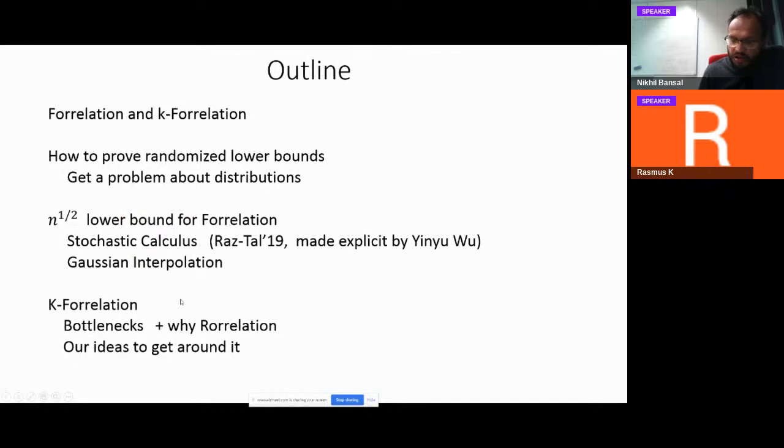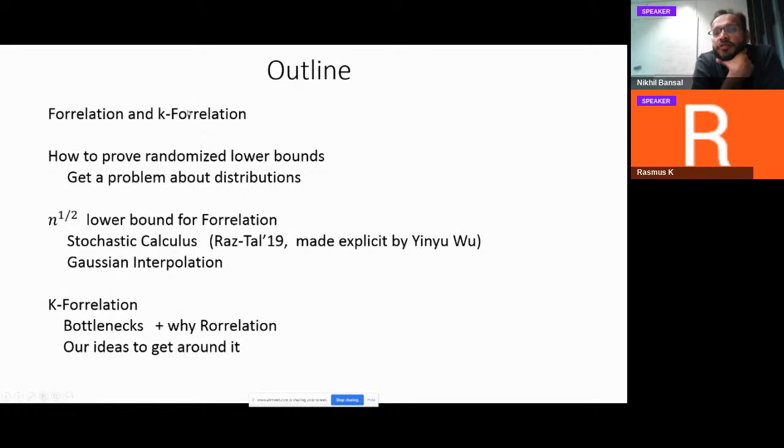Okay, I think this is a good time for questions. This was just roughly the overview of what query complexity is, what the problem was, and what our results are. Are there any questions at this point? Okay, if not, let's continue.